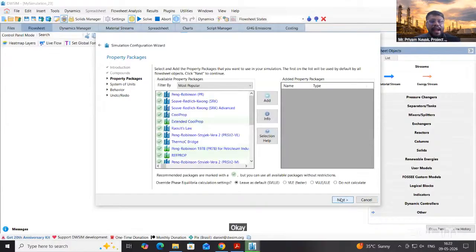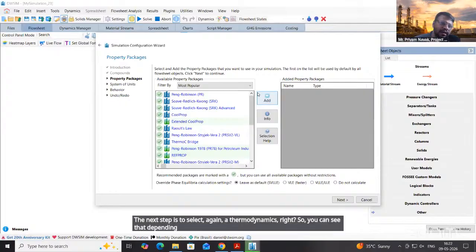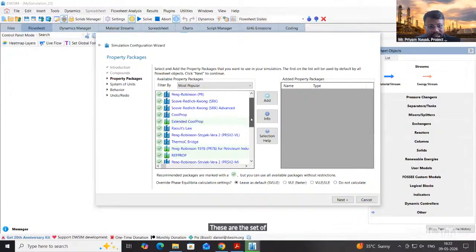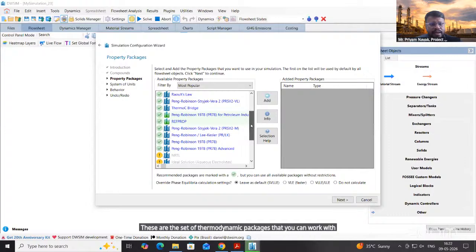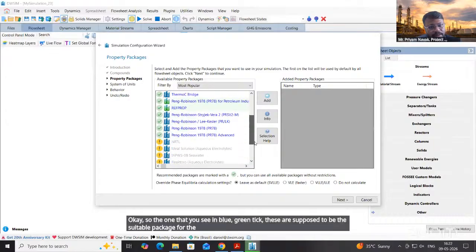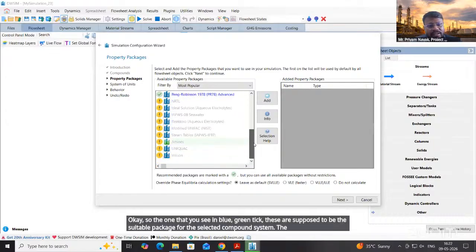Okay, and with that, the next step is to select a thermodynamics package again, right? So you can see that depending on the compounds that you have selected, DWSIM is actually suggesting the set of thermodynamic packages that you can work with. The ones you see in blue, green ticked, are supposed to be the suitable packages for the selected compound system. The ones that you see grayed out are not suitable.